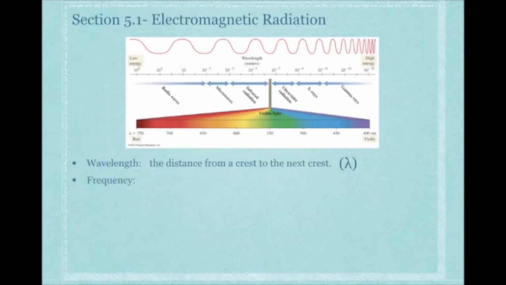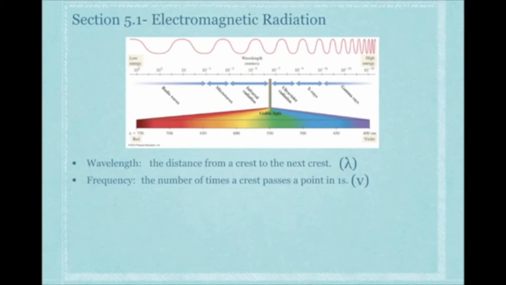Now, frequency is the number of times a crest, so that peak, will pass a point in 1 second. The unit for frequency is hertz, or seconds to the -1, which we'll address in just a second. The representation in a formula we're about to use is that nu symbol. It looks like a V. All right, so we've got wavelength, we've got frequency. The last one is going to be energy.